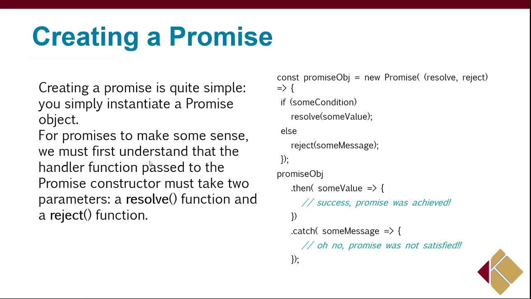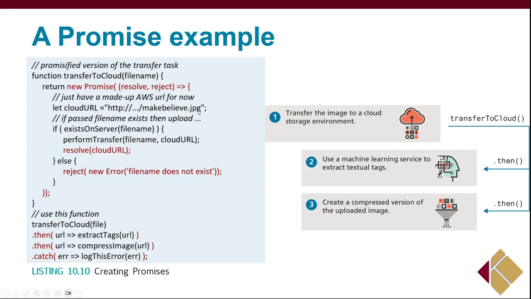So let's look at an example. All right, we've got a function transferToCloud that returns a new promise with a resolve and reject, and it takes a URL. If the file name exists on that URL, then we transfer the file name to the cloud URL and then resolve the cloud URL. Otherwise, reject with an error, right?